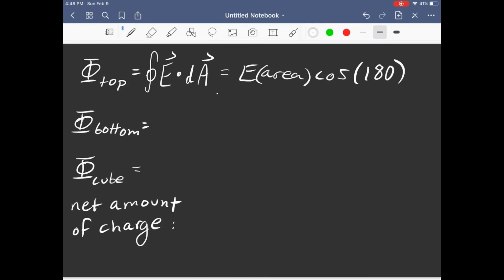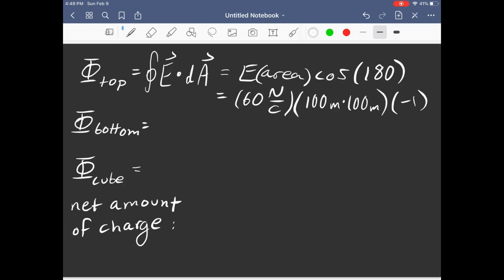Cosine of 180 is -1, so we have the magnitude of our electric field. The problem says that's 60 newtons per coulomb, times the area, which is 100 meters times 100 meters, times the cosine of 180, which is -1. So we get -600,000 newtons meters squared per coulomb.